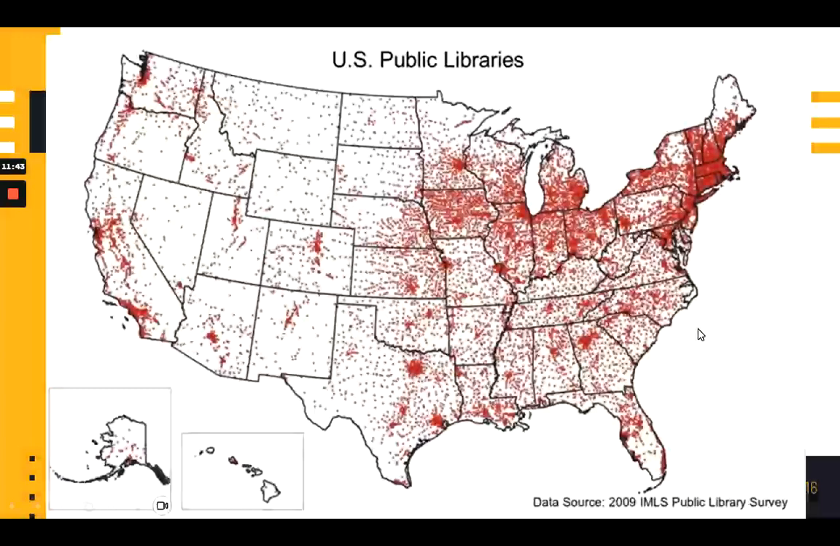U.S. public libraries. So you know where the libraries are. Now, what are you going to do with this information? I don't know. You could argue that people up here are more educated than people out here. I don't know if that's a good argument, but it's an argument. But that's how you use a dot density map and analyze it.